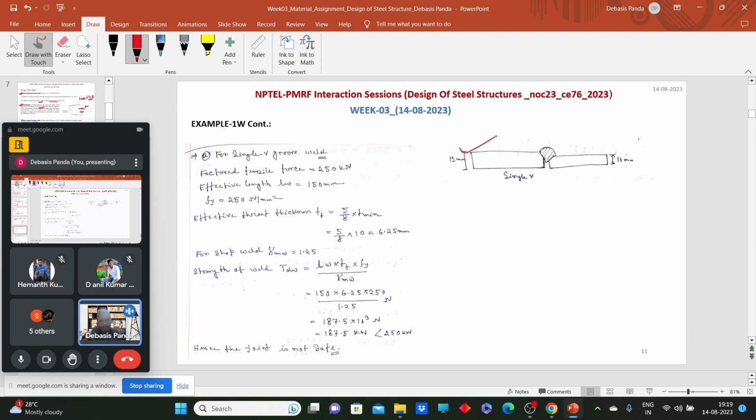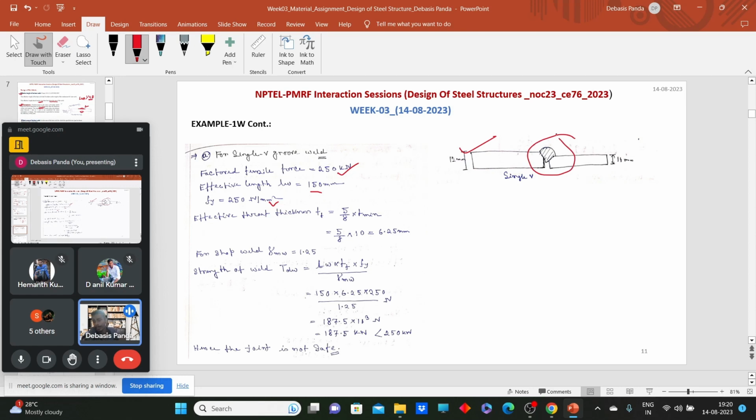So first we will take up the single V butt joint. Sorry, the incomplete penetrated butt weld, or we can call it a single V groove weld or butt weld. So for this section, what parameters are given? The factored load is given. The effective length of the weld is given as 150 mm and the yield strength is given. Now tell me, this is the incomplete penetrated butt weld.